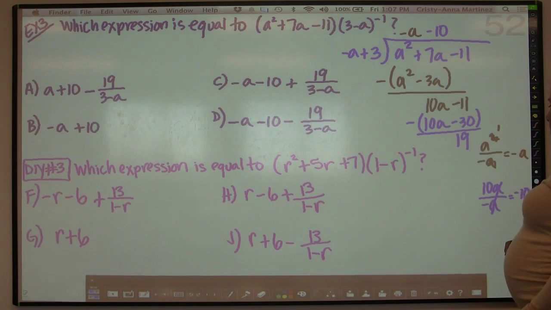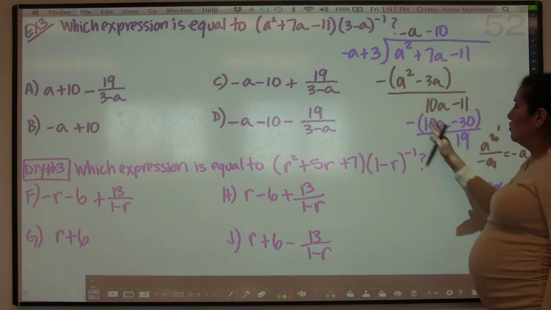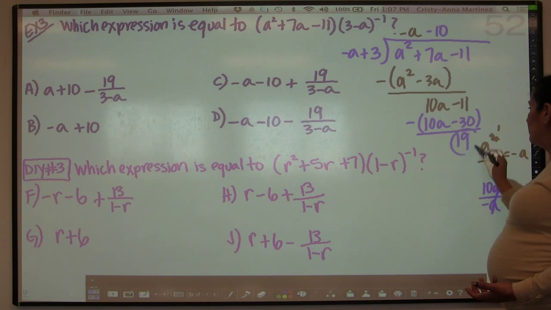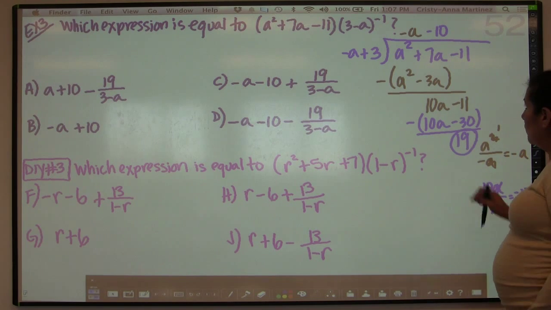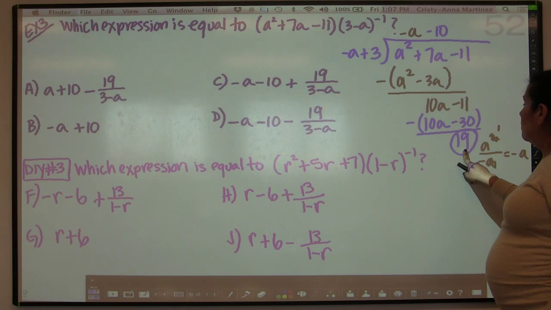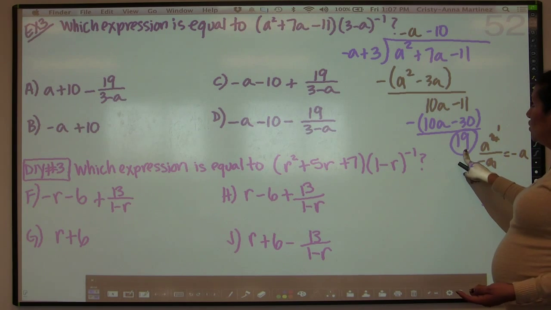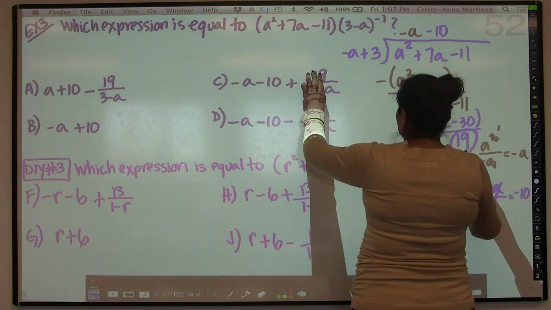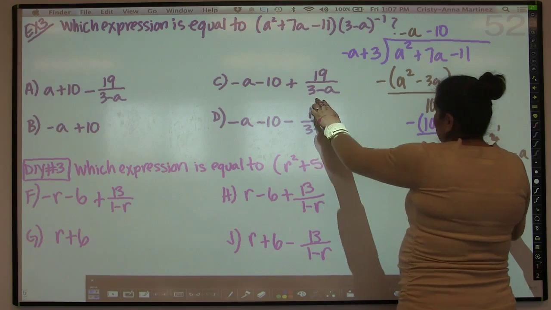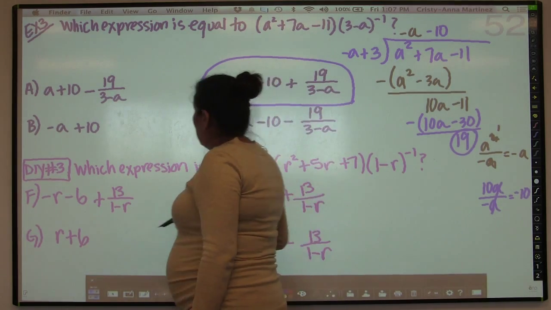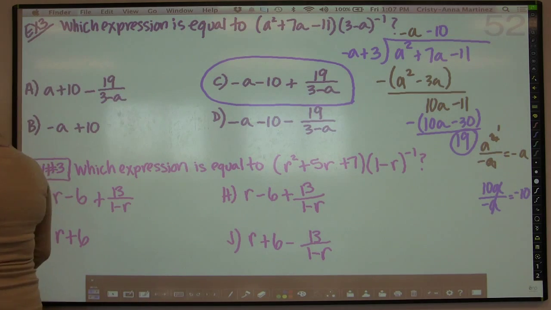And at that point, there's no longer an a here, so you can't go any further. So now you'll see that we do have a remainder. Our remainder is 19. So our answer is going to be negative a minus 10 plus 19 over the divisor, which is 3 minus a. So negative a minus 10 plus 19 divided by the divisor, which is 3 minus a. So C would be our answer for example 3.